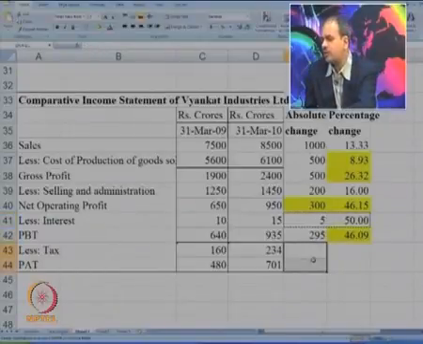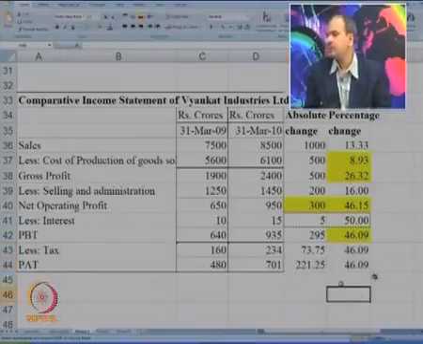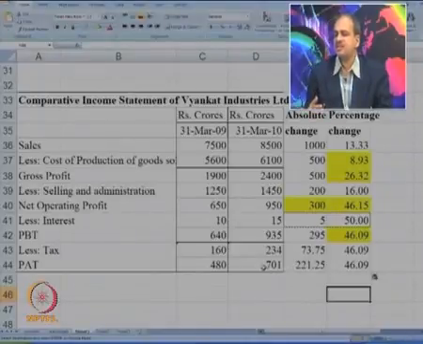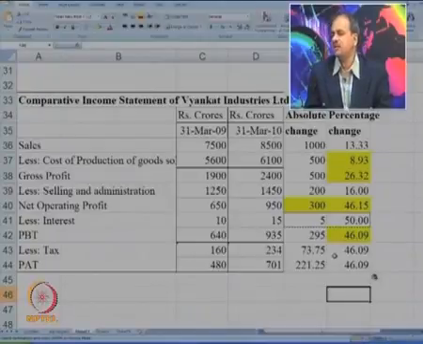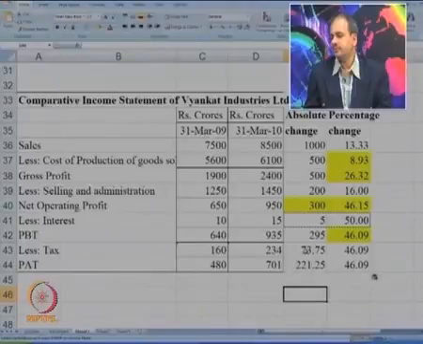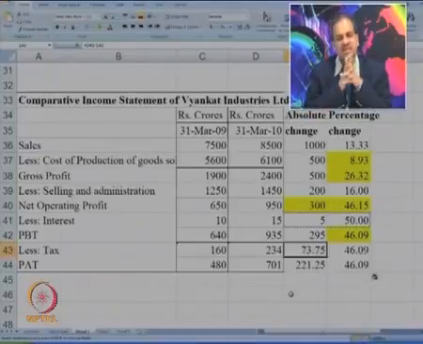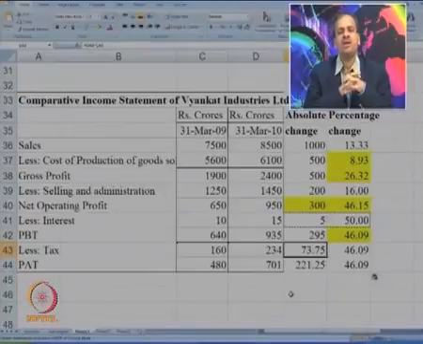We will also try to find it for the remaining. So, you can see that tax remains at a similar percentage. So, there is a 46.09% increase in PBT, tax and PAT. So, is it clear to you? Here we have tried to learn the making of a comparative income statement.